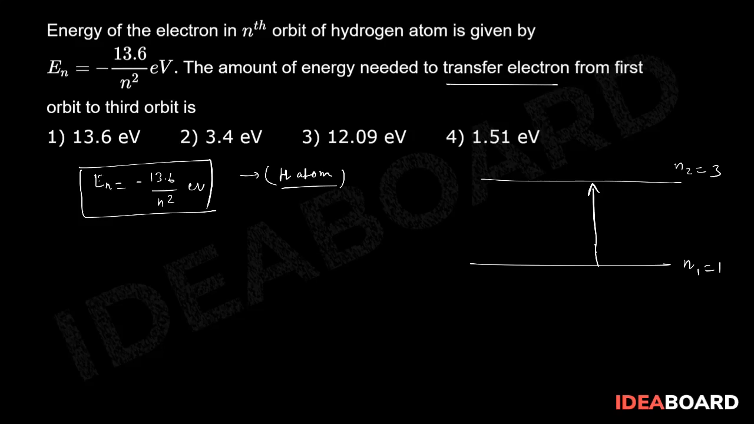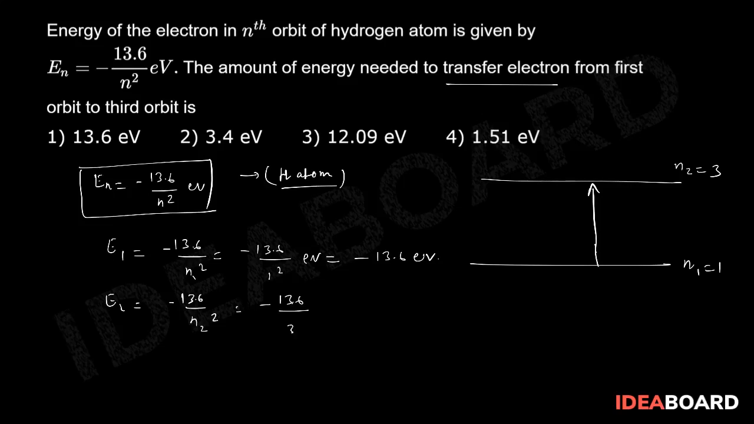So I can calculate the value of E1. E1 will be minus 13.6 upon n1 square, which will be minus 13.6 upon 1 square electron volts, or it can be written as minus 13.6 electron volts. Similarly, E2 can be written as minus 13.6 upon n2 square, which will be minus 13.6 upon 3 square, or this will be minus 13.6 divided by 9 electron volts. So now I can cancel out, and this will be minus 1.51 electron volts precisely.